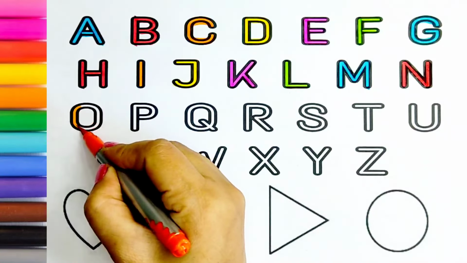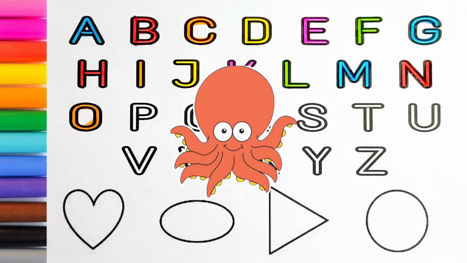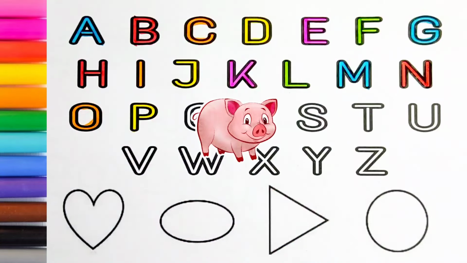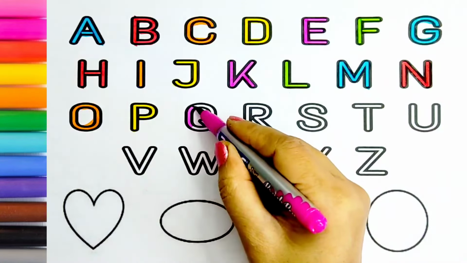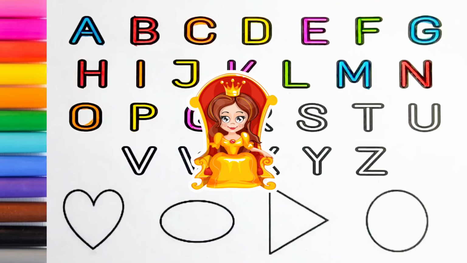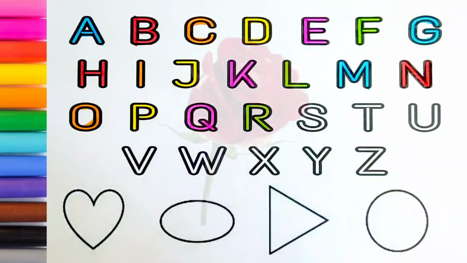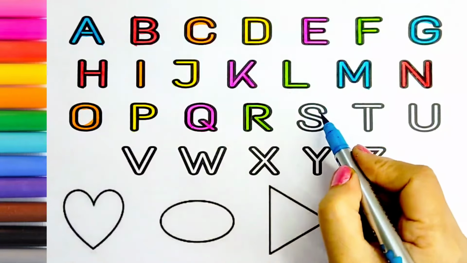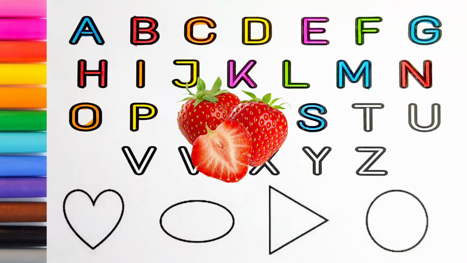Orange color. O. O for octopus. Yellow color. P. P for pig. Pink color. Q. Q for queen. Light green color. R. R for rose. Sky blue color. S. S for strawberry.